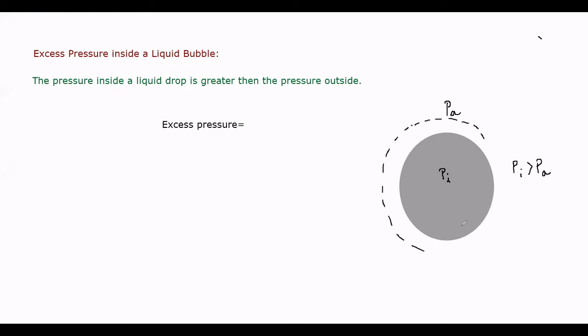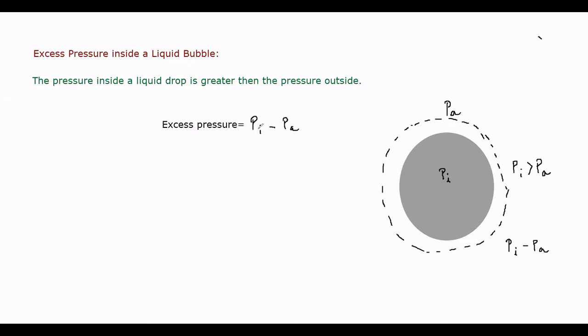due to which this liquid bubble expands a little bit. It's like this. So due to this difference in pressure, the liquid bubble expands, and the value PI minus PA is called excess pressure. So basically the pressure inside a liquid drop is greater than the pressure outside, that is PI greater than PA, and excess pressure is basically the difference in the pressure, which is equal to PI minus PA. So we will derive mathematically what PI minus PA means.